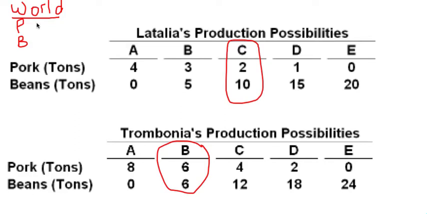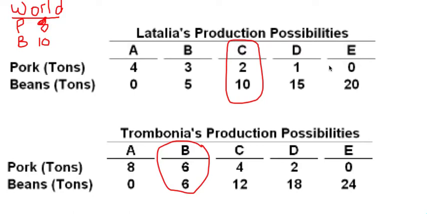From L'Italia, we have 2 pork, sorry, here, and then 6 pork coming from Trombonia. So we have 8. So that's 8, and then we get 6 beans from Trombonia and 10 beans from L'Italia. So that's 16 beans. Now this is without trade or specialization.